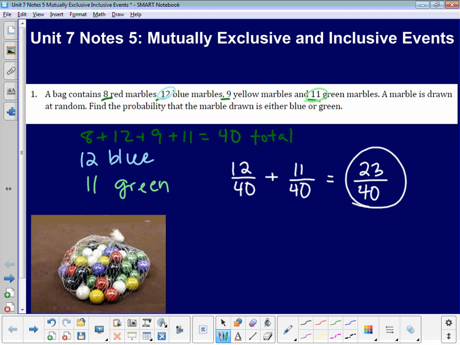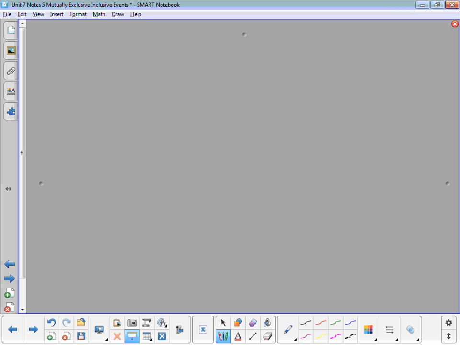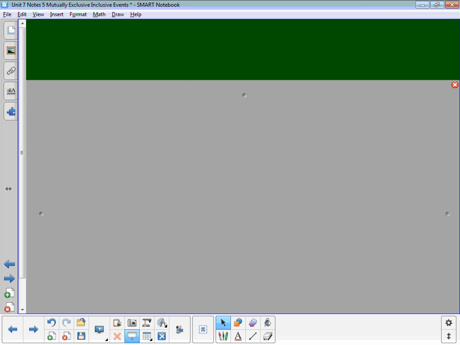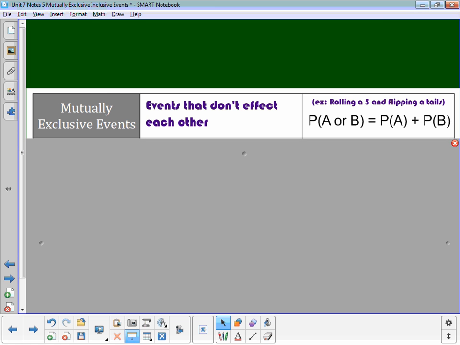Now, thinking about blue and green marbles, assuming that all of our marbles are just one color like they are in our bag down here, that means that a marble can't be blue and green at the same time. So that means that they are mutually exclusive. Mutually exclusive events are events that do not affect each other, such as rolling a 5 and flipping a tails on a coin. There's nothing on a die and a coin that can be at the same time because they're two different things. Rolling a die is the numbers 1 through 6, flipping a coin is heads or tails.